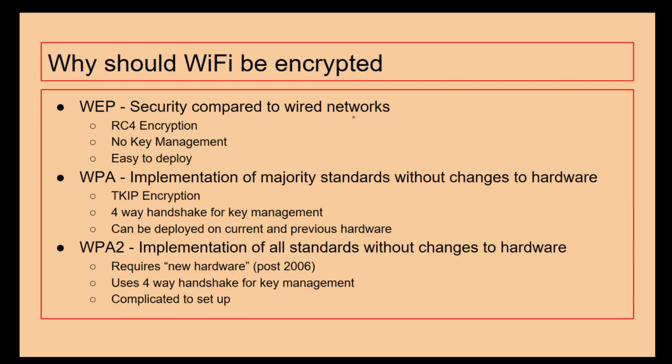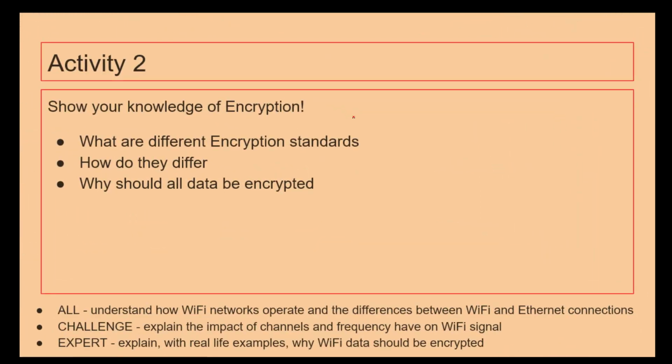There are three different types of Wi-Fi encryption: WEP, WPA and WPA2, and you can see the differences between these Wi-Fi encryption protocols. The last thing I want you to do is talk about the different types of encryption standards, how they differ, and why all data, regardless of how important people may think it is, should be encrypted when it's being used over a wireless network.